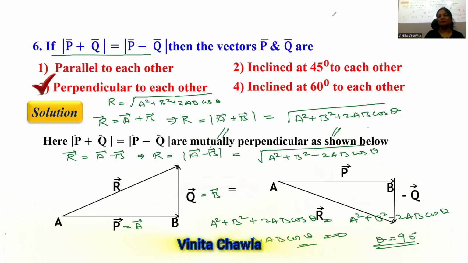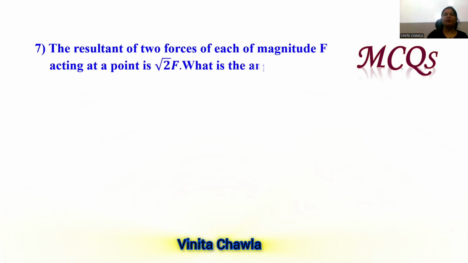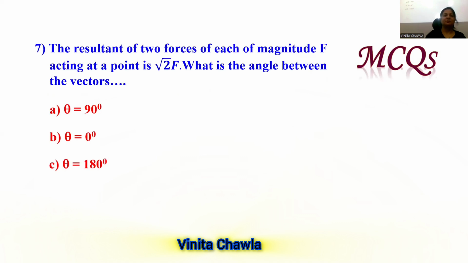Write the solution. Next, the resultant of two forces of each magnitude f acting at a point is root 2f. What is the angle between the vectors? How will you do it first? Each of magnitude f, f1 is equal to f, f2 is equal to f.